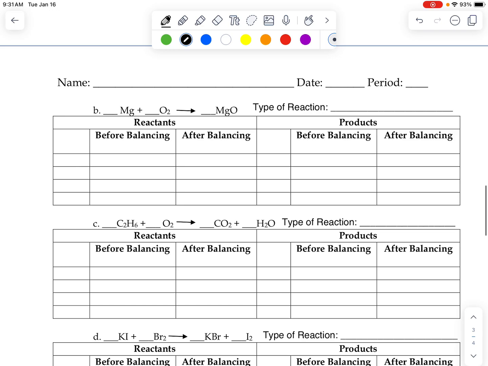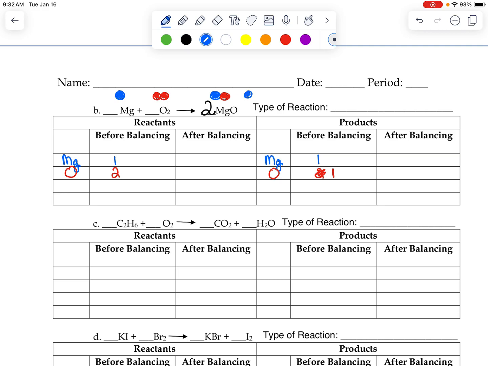If we go down to the next one, we're going to do the same thing. We're going to count our atoms. We've got magnesium, one of them going in, and then we have oxygen, two atoms of it going in, because this is a molecule. In terms of coming out, we have a magnesium bonded to an oxygen. So that means that we've got one magnesium atom and one oxygen atom. So we're not balanced. So we put a coefficient in front. We need more oxygen coming out.